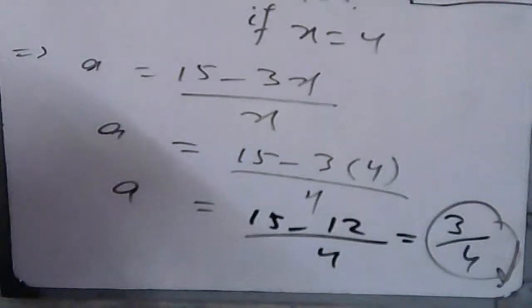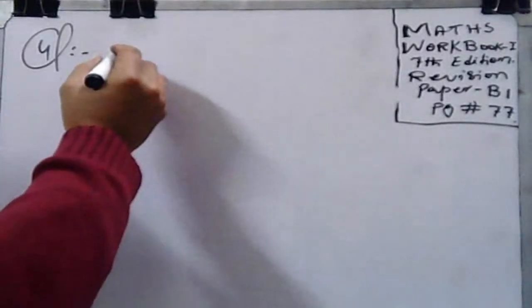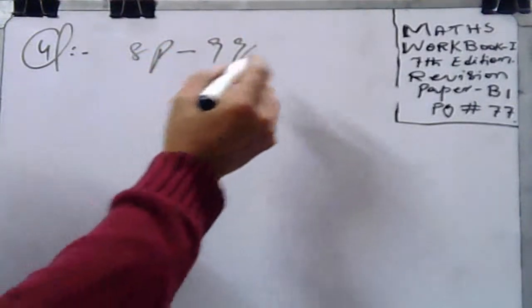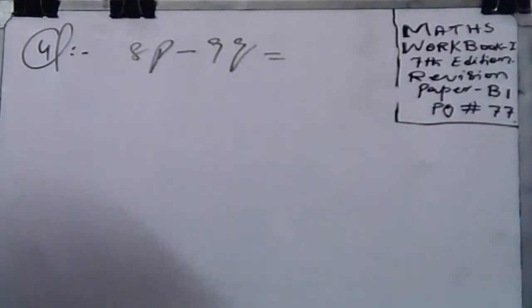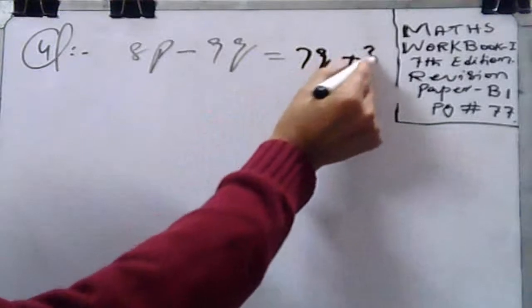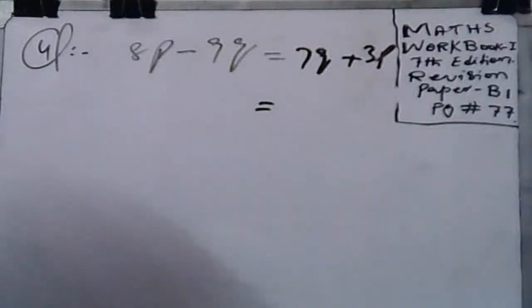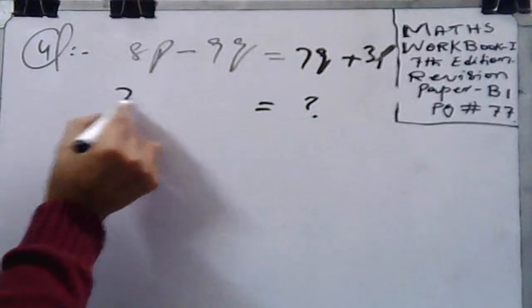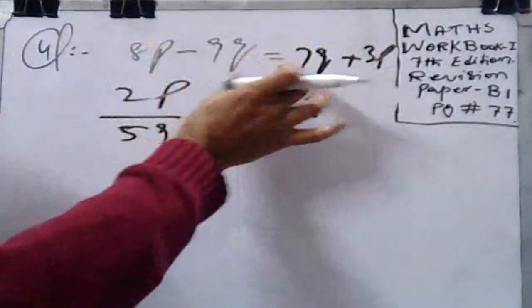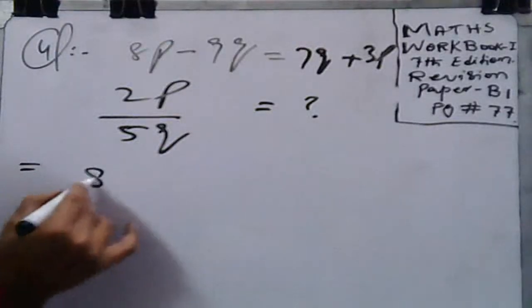Similarly in B portion, if 8p minus 9q is equal to 7q plus 3p, we have to find 2p divided by 5q. We have to find the value of this. First of all, p should be shifted to one side and q will be shifted to one side. So you will get 8p minus 7q.